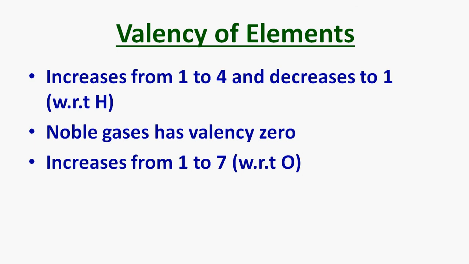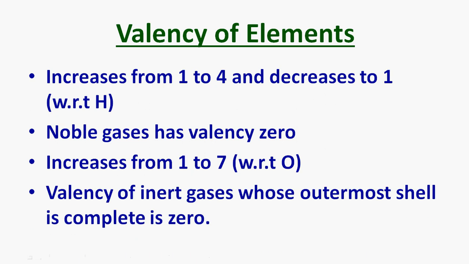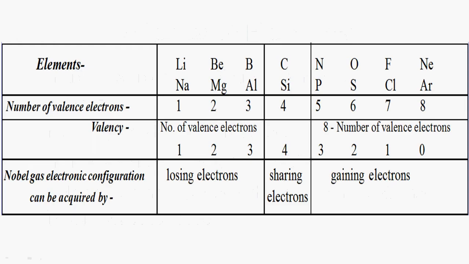Okay, so when we are talking with respect to oxygen, the valency increases from 1 to 7 as we move along the period. Okay, so the valency of inert gases whose outermost shell is complete is 0.